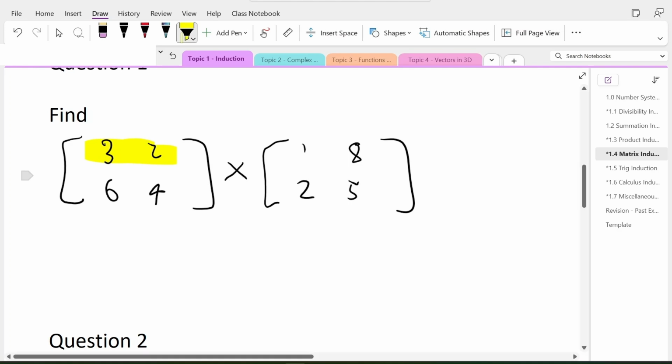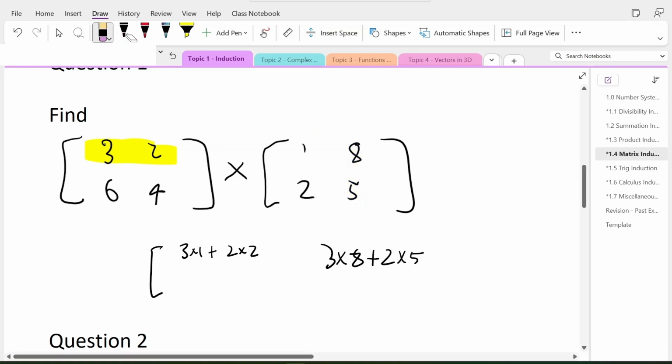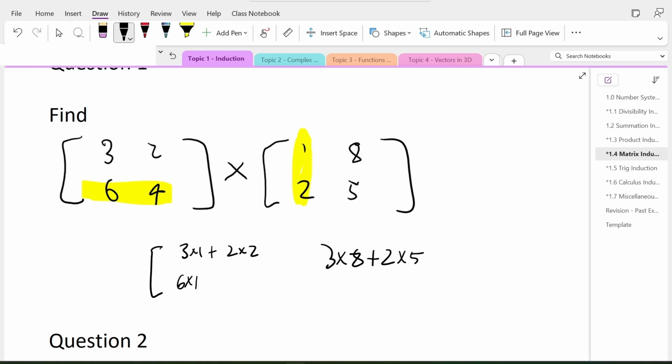Just as a little refresher, to multiply matrices like this, you would go 3 times 1, and then 2 times 2 in the result. So it's that row with that column. And then here you would have to go 3 times 8, and then 2 times 5. For the next column, 6, 4, and 1, 2. So that is 6 times 1 plus 4 times 2. And then you're going to go 6 times 8 plus 4 times 5.